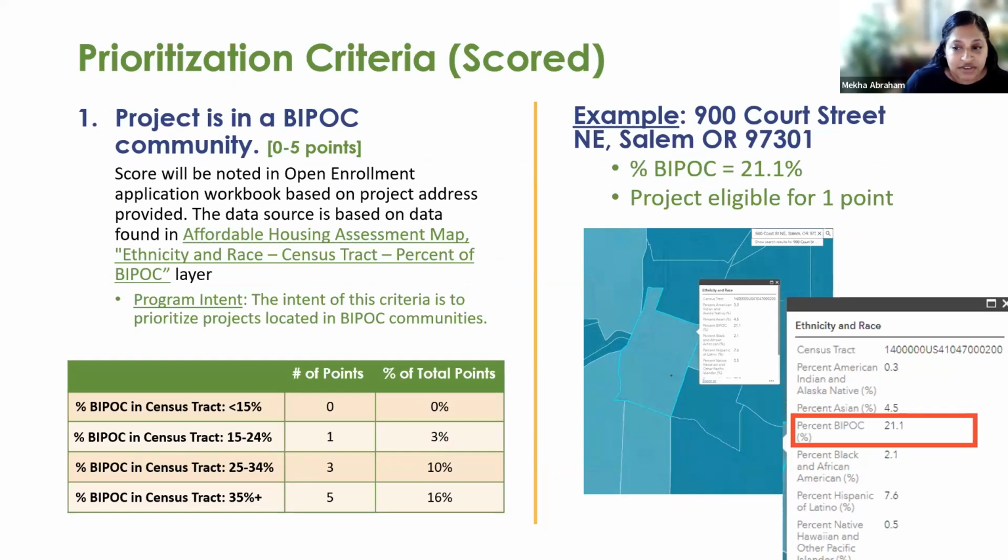Now I will go over each of the 8 prioritization criteria that will be scored. This first one, criteria number 1, looks at the location of the property in a BIPOC community. The score will be noted in the application based on the project's address provided. The data source is based on data found from the Affordable Housing Assessment Map, specifically related to ethnicity and race at the census tract level. And the intent of this criteria is to prioritize projects located in BIPOC communities. As an example, this property in Salem is located in a census tract with 21.1% BIPOC. And comparing against the table, this project falls in the 15 to 24% range and is eligible for 1 point.